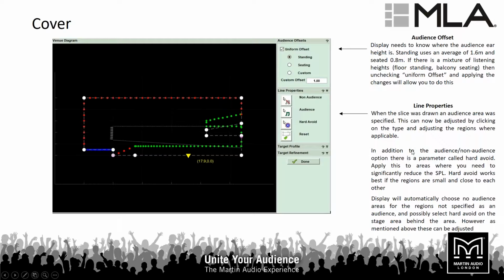So in addition to the audience and non-audience options, there is a parameter called hard avoid. We apply this when we really want to reduce the level of SPL in any specific location. As you can see, display has automatically placed this hard avoid area on the stage, as I mentioned, between points 1 and 2. But it really can be anywhere. So if there's maybe a bit of an echo, a bit of a slap back from the very far wall or even the front of the balcony, then we can tell the array to actively try and avoid placing high levels of SPL in those specific locations.